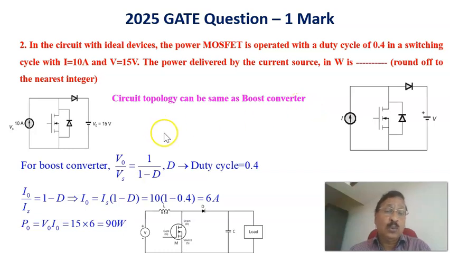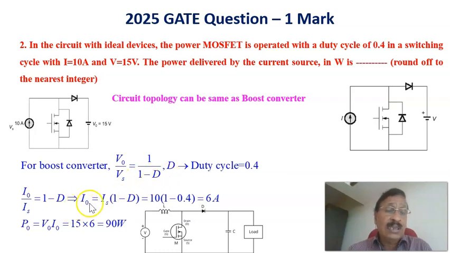Now for a boost converter, the relation between the average output voltage and the input voltage is V0 by Vs equal to 1 by 1 minus D, where D is the duty cycle, given as 0.4. The other relation is that the average output current divided by the input current, I0 by Is, is equal to 1 minus D. This is also another relation.